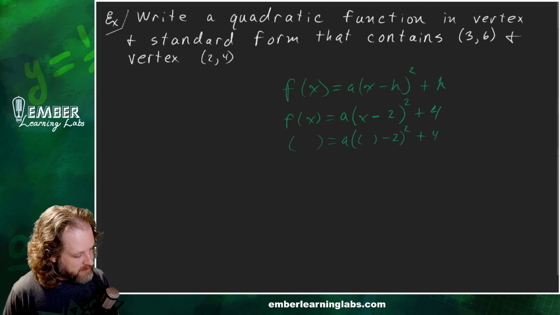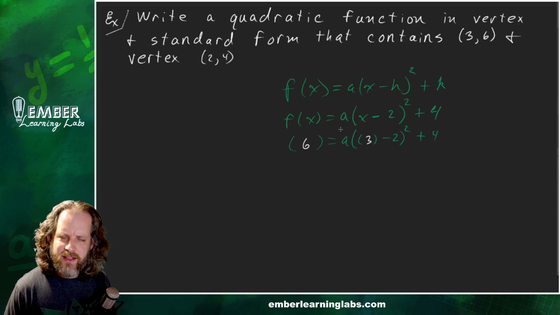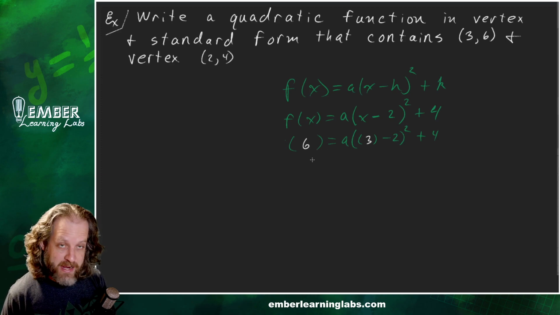Plus 4. So let's plug in this point. We're going to put the 6 where the y is and the 3 where the x is. Now let's go and solve for a. I think I'm going to switch to just using y. I feel like that green is a little bit hard to see on here.